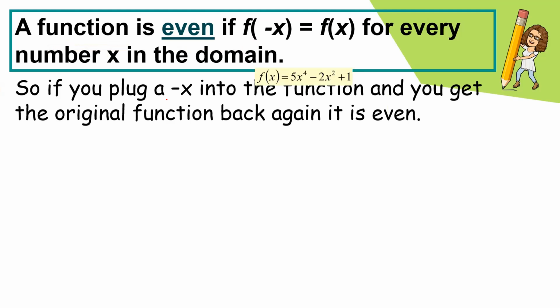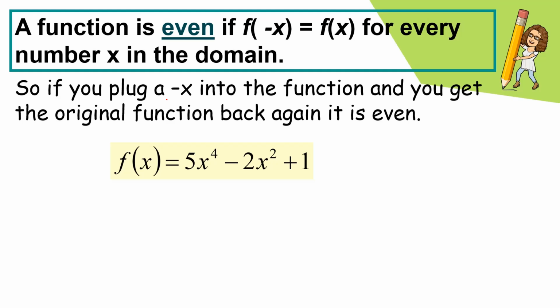Let's try it. So I have this graph right here. f of x equals 5x to the fourth minus 2x squared plus 1. Let's substitute a negative x in for my x. So I'm going to say 5 times negative x to the fourth, minus 2 times negative x squared, plus 1.